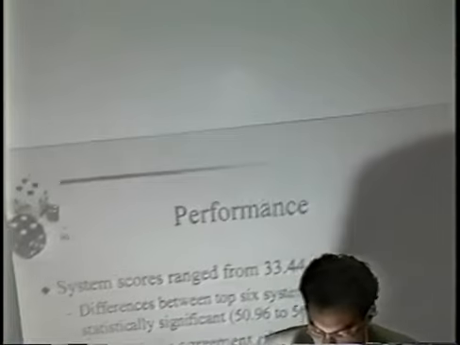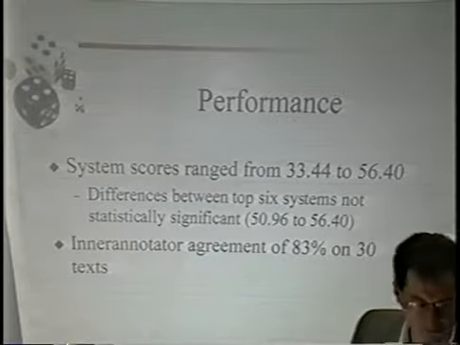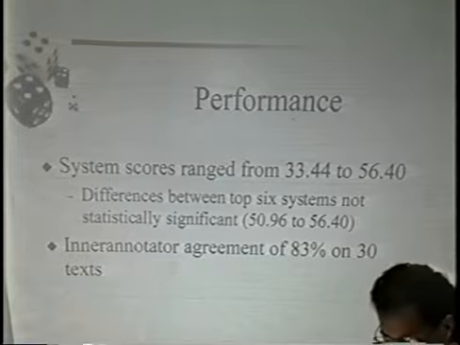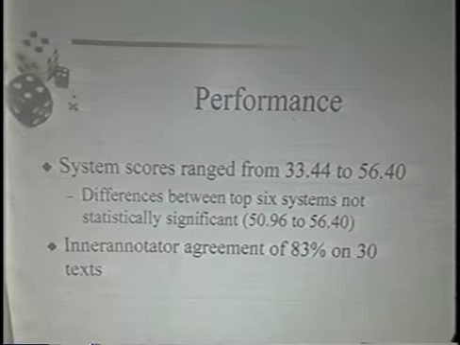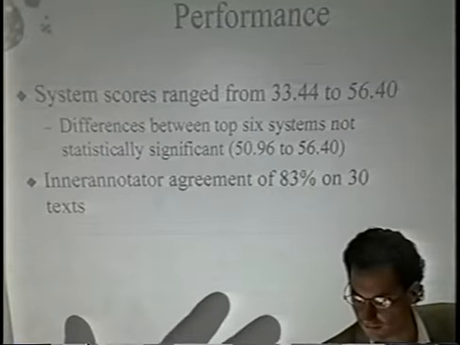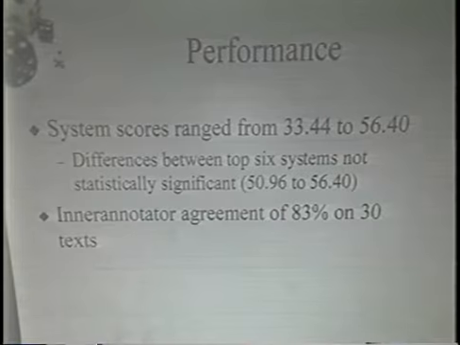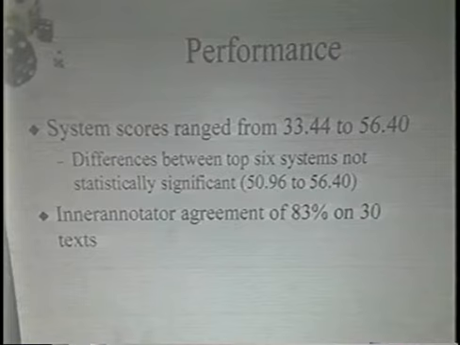How did people do? Well, out of the 11 systems that were in MUC 6, we got scores from around 33.5 to 56.5. The top 6 systems went between about 51 and 56.5, and in fact, a somewhat strict statistical significance test tells us that no pairs of those systems are actually different. There's a fair amount of room here with nothing to be inferred.